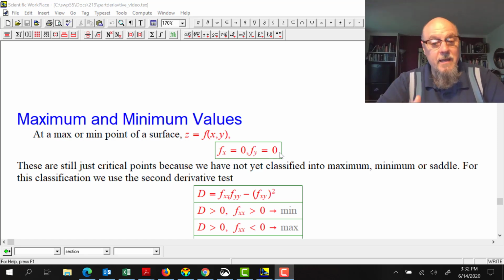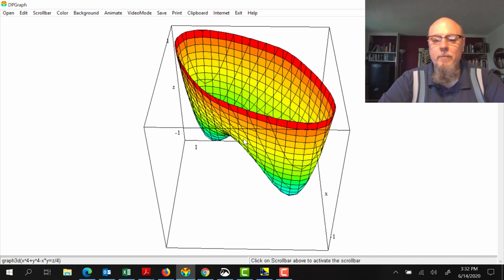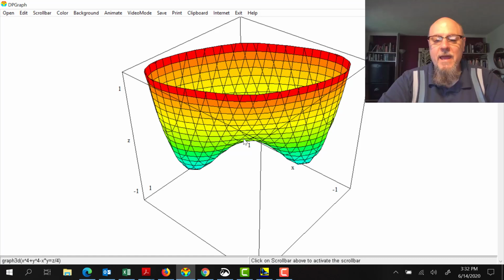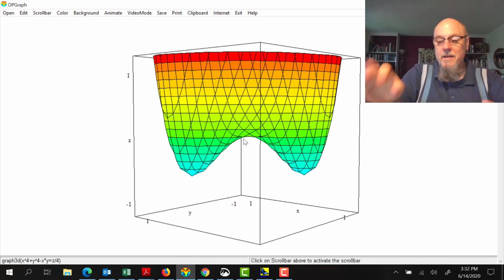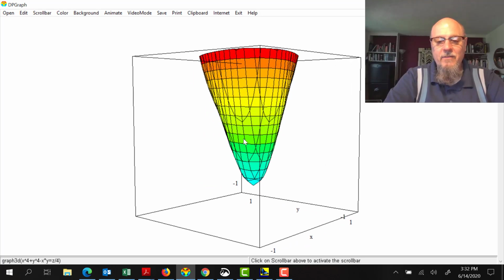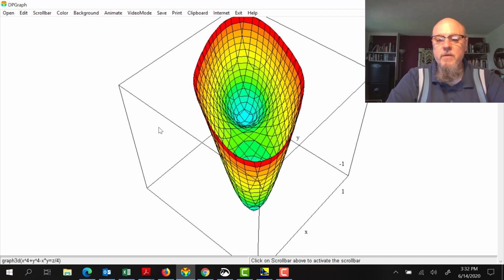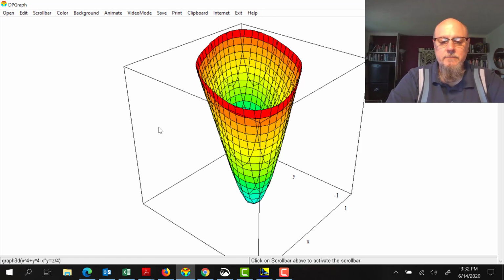So step 1 is the finding. That's setting the partial derivatives equal to 0 and solving. Then the classifying is deciding whether they are maximum or minimum or saddles. A saddle looks like this middle point in here. That's a saddle point. It's neither a maximum nor a minimum. If I look at it like this, it looks like a maximum. If I look at it like this, let's look from the inside, it's a minimum. So in one view it's a maximum, in the other view it's a minimum. It's a saddle point.